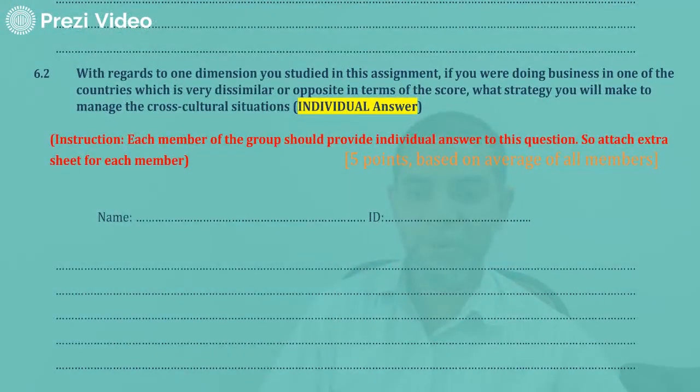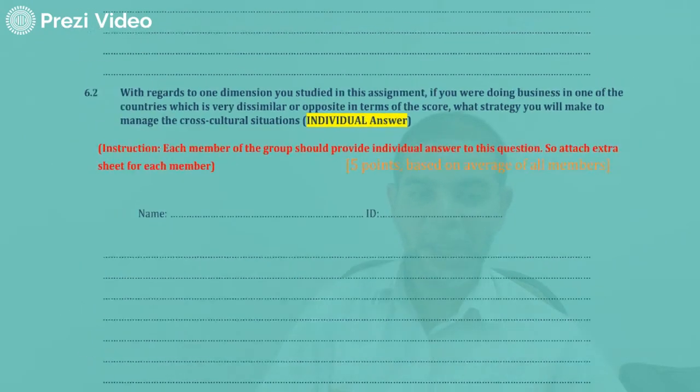So you see, you have to write your name and ID. Let's say there are 5 members. Each member has to have answer to this. With regard to one dimension you studied in this assignment, if you are doing business in one of these countries which are very dissimilar or opposite in terms of score, what strategy you will be making to manage cross-cultural situation.